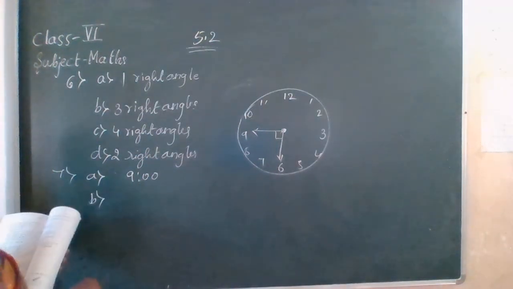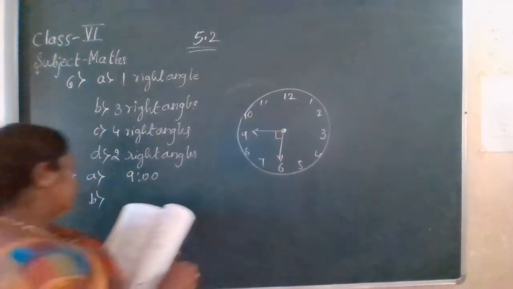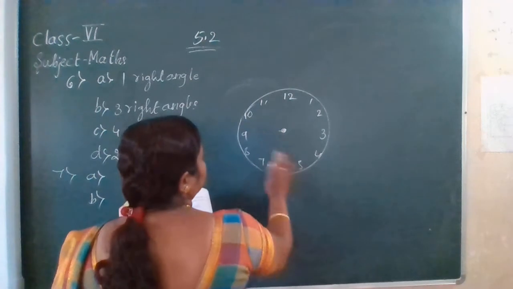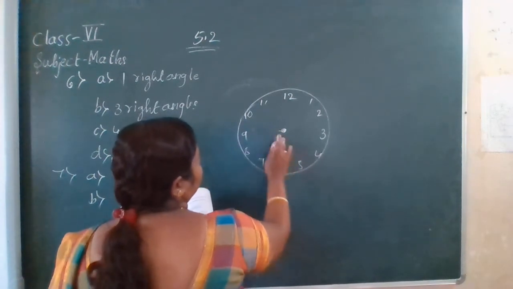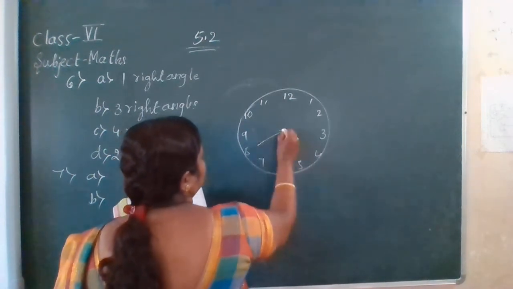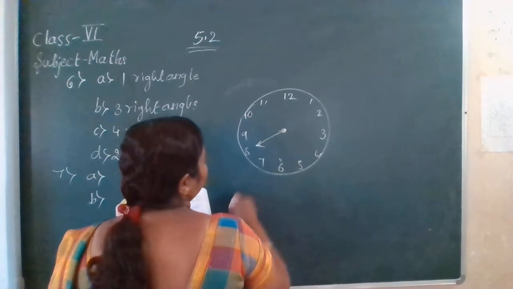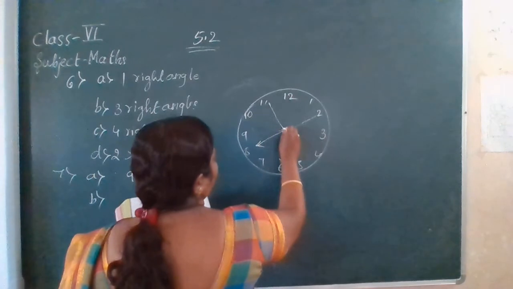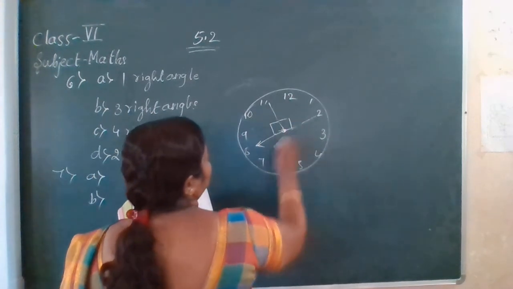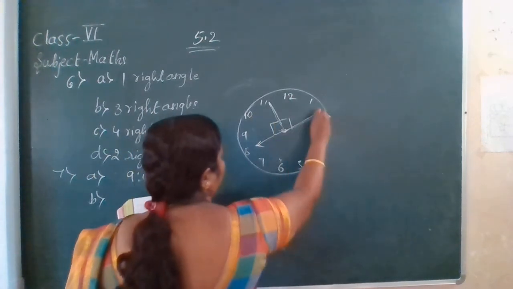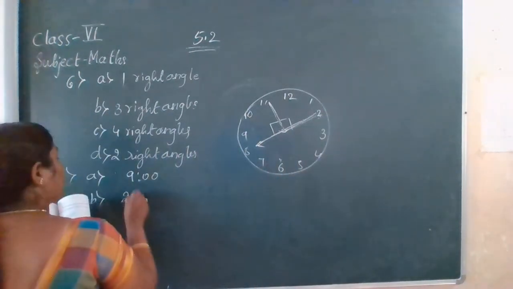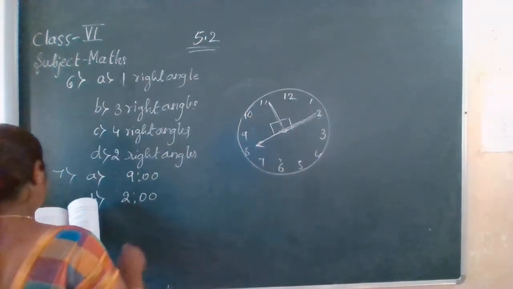Next B. From 8 and turns through two right angles. This is one and this is one. Two right angles, 1 and 2. So where will it come? Up to 2. Up to 2 it will come.